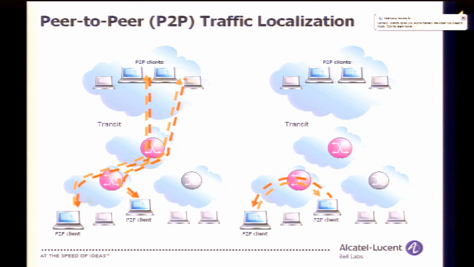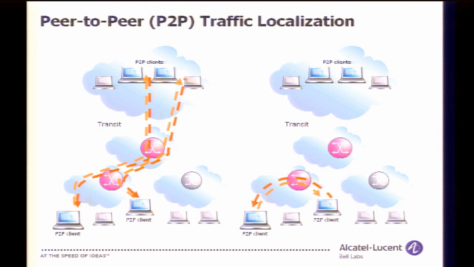This is a well-known problem in the peer-to-peer community, and in the past, it was solved by using the tracker. You can think about it in a very simple way. You go to the tracker, and the tracker gives you a list of peers, and if the tracker is informed about the location of this list of peers, it can actually try to give you peers which are located in the same ISP.